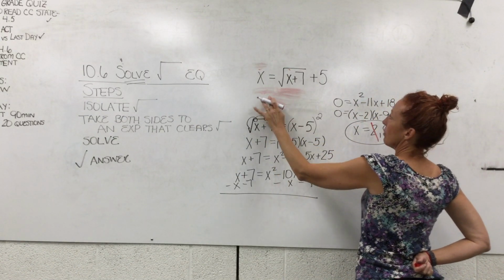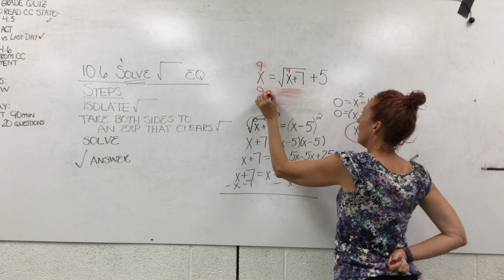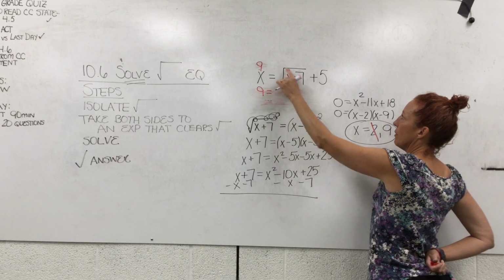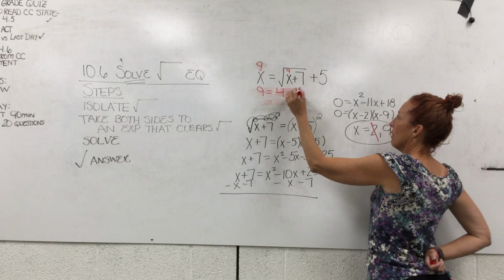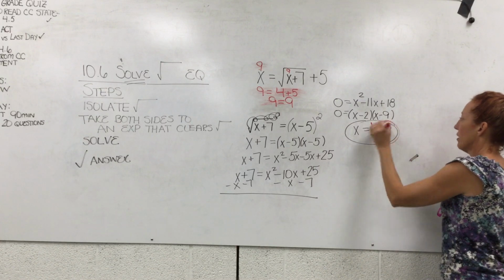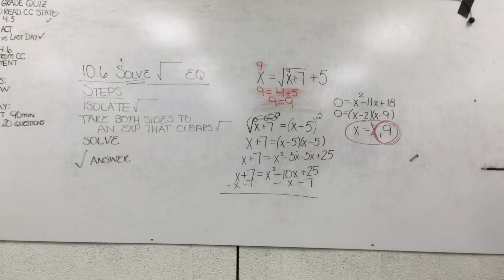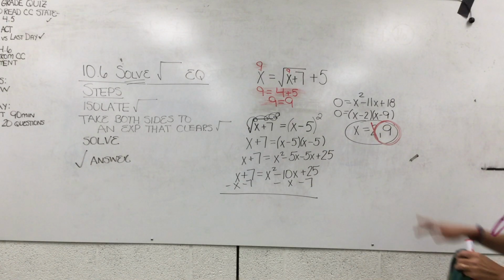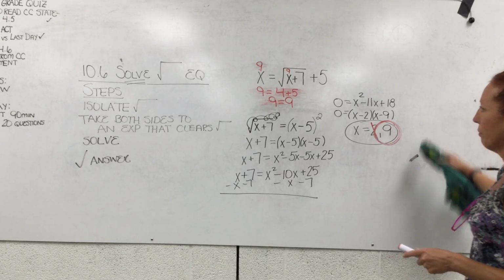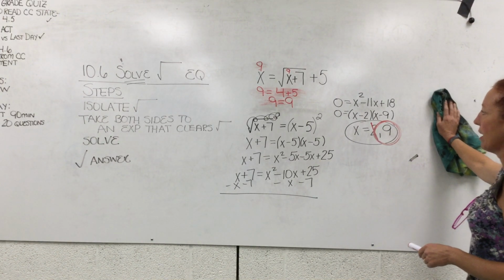And if I go back and check my other answer, which is 9, put 9 here, put 9 here, I would get 9 equals 9 plus 7 is 16. The square root of 16 is 4. 4 plus 5 is 9, so it does check, so 9 is the answer. So sometimes both work, rarely do neither work. Usually if you have two answers, one works and one doesn't, but don't hold me to that. It all is dependent on what kind of question you end up with. So there's that one there.